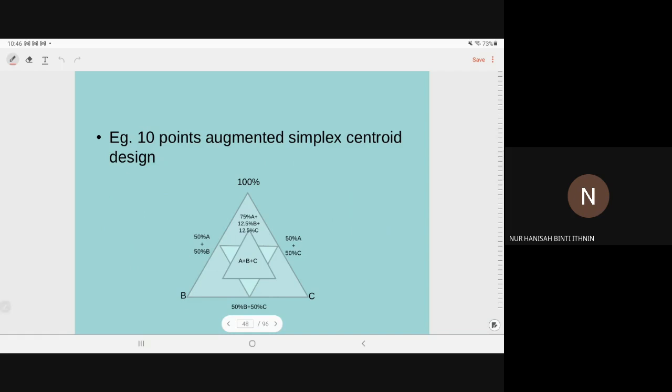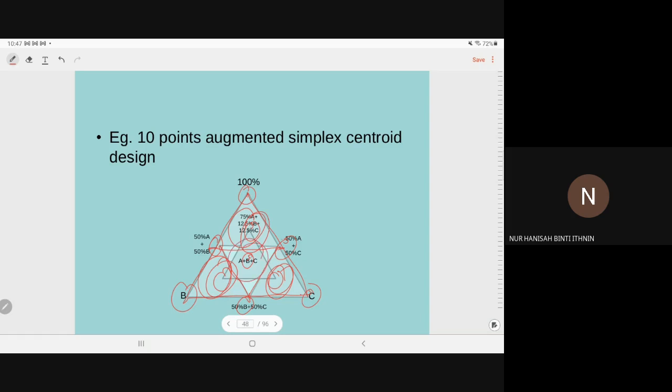Basically it is the same. You have the triangle and you have another triangle inside the triangle. So you have 1, 2, 3, 4, 5, 6, 7. Seven, right. So it is a simplex lattice design, but augmented, meaning that we add more points to represent the inner experimental space. So we add another 1, 2, 3. So this will represent this space, this space, this space, while the center will represent that space.